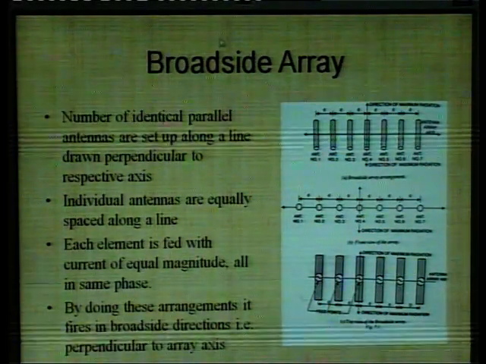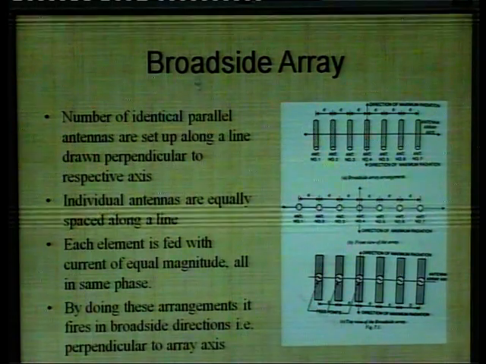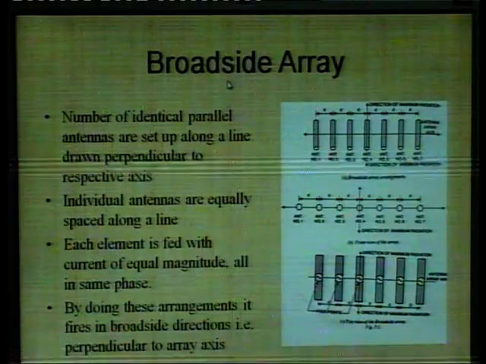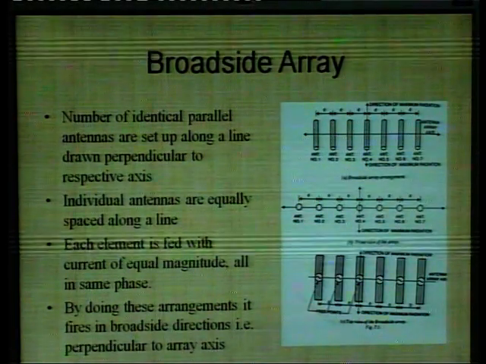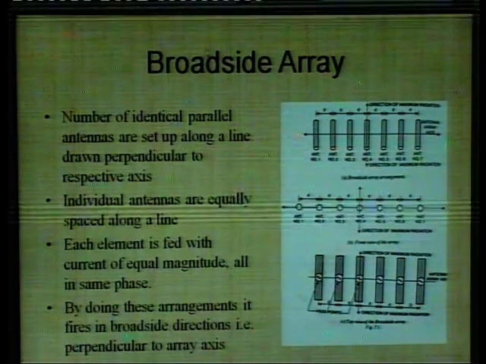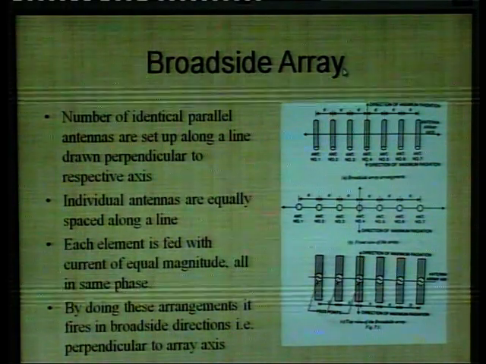Generally, we divide the antenna arrays into four types. First is the broadside array, second is the end fire array, third is the collinear array, and fourth is the parasitic array. First of all, we will discuss the broadside array.